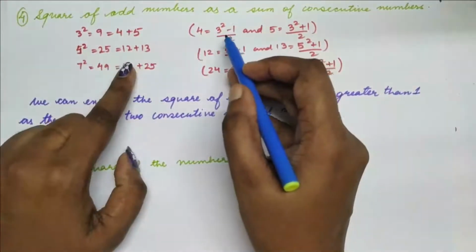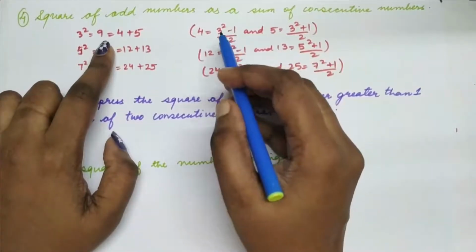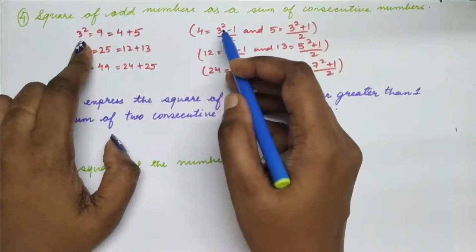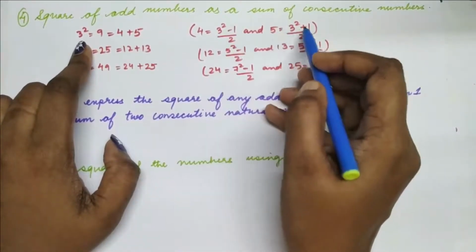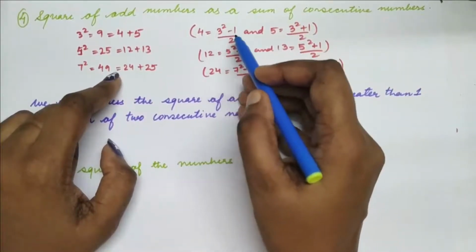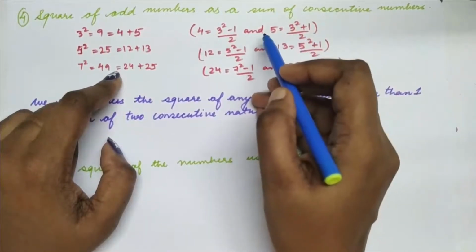Here I have also shown, suppose you know that 3 square is 9. So how am I getting 4 and 5? It is from the number, that is 3 here. 3 square minus 1 by 2 and 3 square plus 1 by 2. So when I do 3 square, 9 minus 1 by 2, I get 4. And 3 square plus 1, that is 9 plus 1 by 2, is 5.